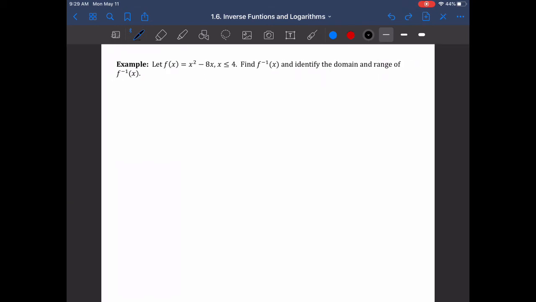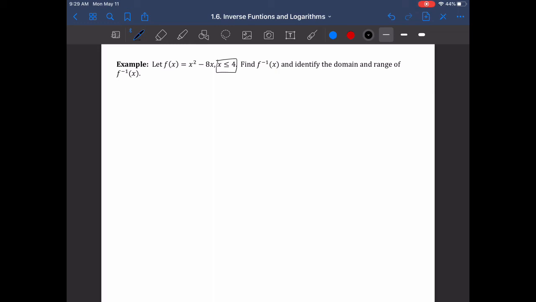Okay, so let's try an example. Let f of x equal x squared minus 8x, and we want x to be less than or equal to 4. All right, that's our domain. Find f inverse of x and identify the domain and range of f inverse of x.